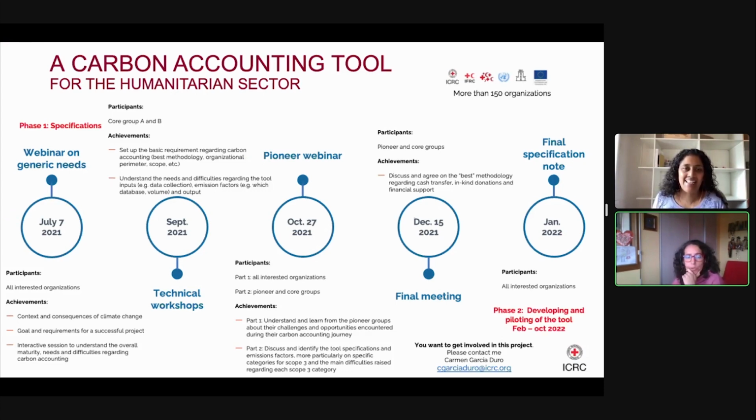Here we go. We have divided the project in two different phases. The first phase is really about specifications of the carbon accounting. And then the second phase is developing a free and easy to use tool that will be shared with everyone who wants to use it.